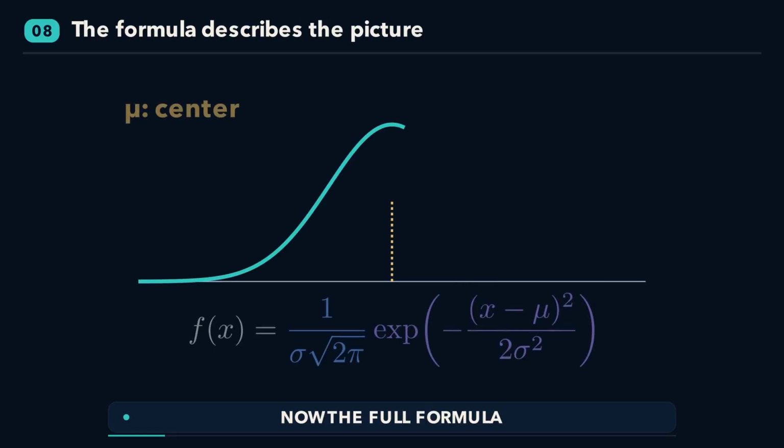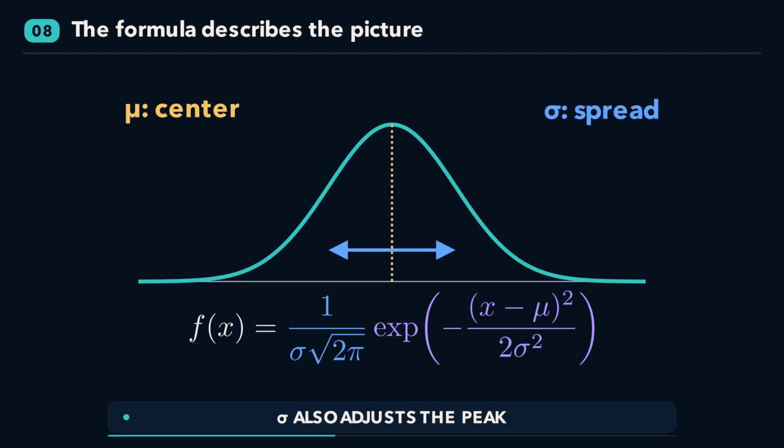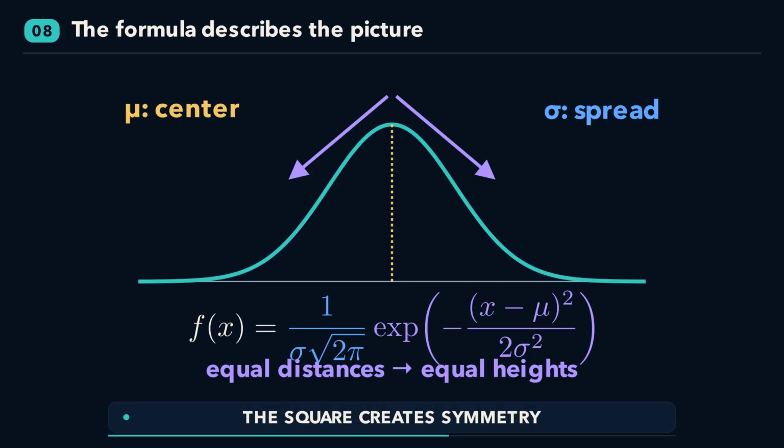Here is the full formula for the normal density. It can look intimidating, but every visible part already has a job. Mu sits inside the distance from the center. Sigma controls how quickly the curve shrinks as we move away, and also adjusts the peak so the total area stays 1. The exponential creates the smooth, rapid fall toward both tails. The square makes equal left and right distances behave the same, which produces symmetry.